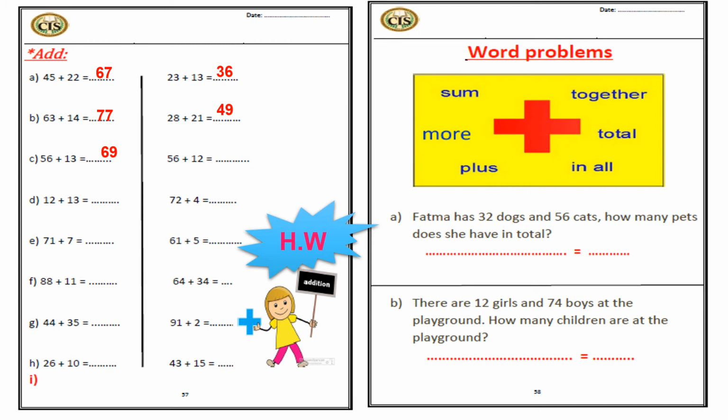We have here 56 plus 12. Ones with ones, tens with tens. 6 plus 2 equals 8. 5 plus 1 equals 6. So the sum equals 68.